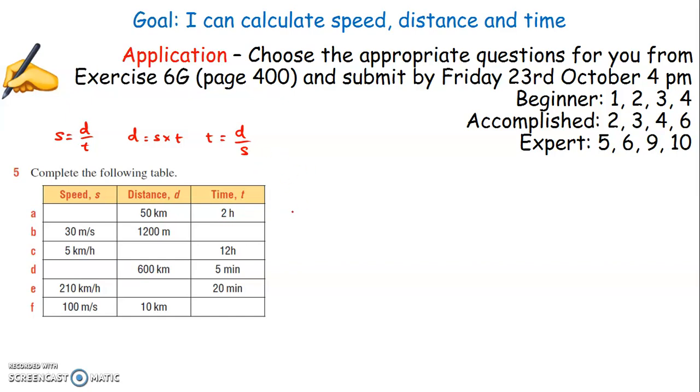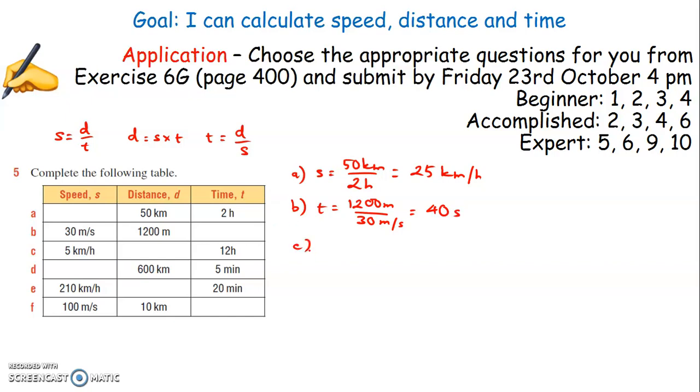So first, calculating speed for A. Speed is equal to distance over time. So that is 50 kilometers over 2 hours, and that's going to calculate out to be 25 kilometers per hour. Next, we've got B. For B, we're calculating time, and time is distance, which is 1,200 meters, divided by speed, 30 meters per second. And this should calculate out to be 40 seconds.